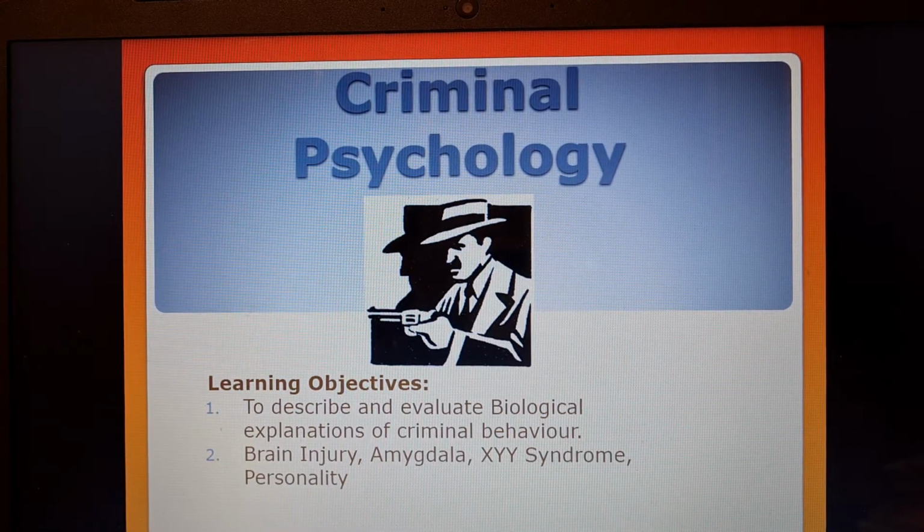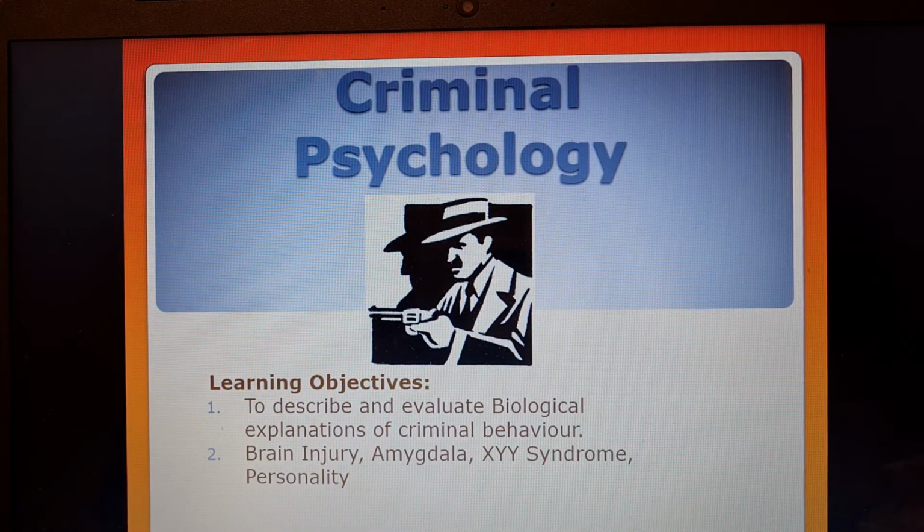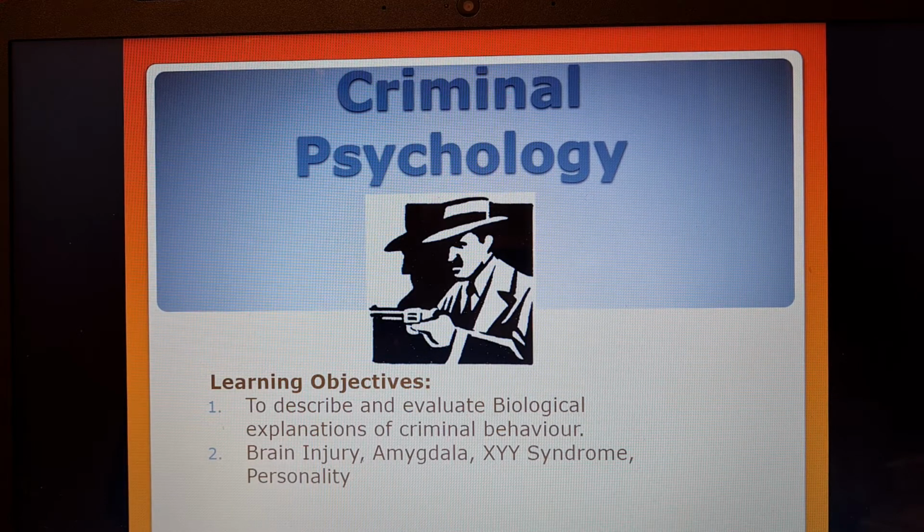Hi everyone, so today we're going to start by looking at criminal psychology, and the first lesson we're going to be looking at is biological theories of criminal psychology for Edexcel A2 spec. So for your exam, you need to be able to describe and evaluate biological explanations of criminal behavior, and there isn't just one explanation, there are a number of biological explanations that we're going to go through. For example, brain injury, amygdala, the XYY syndrome, and also personality theory, which does fall under the biological explanations.